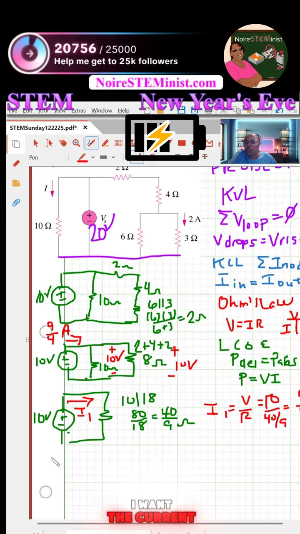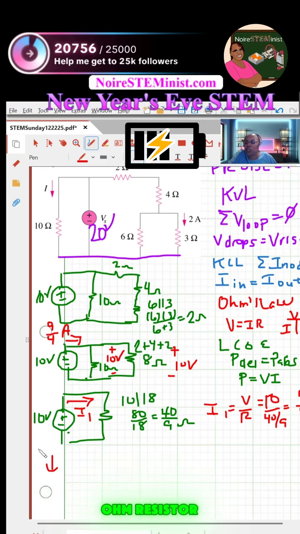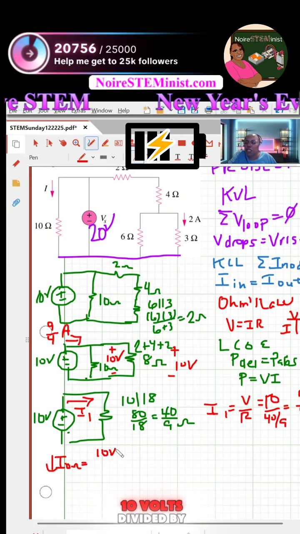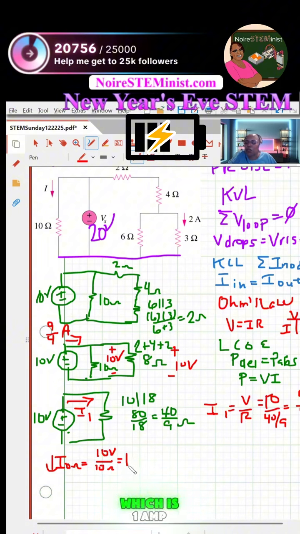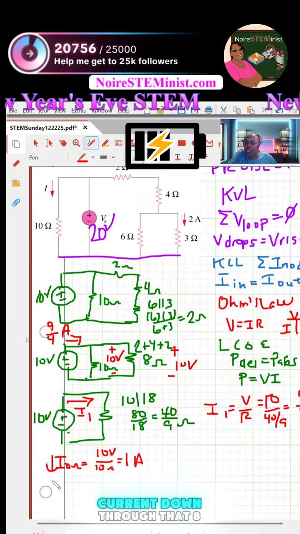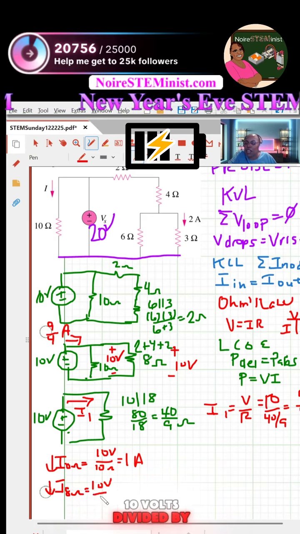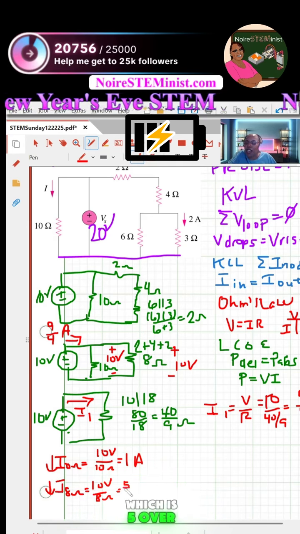So that means if I want the current down through that 10 ohm resistor, it's going to be 10 volts divided by 10 ohms, which is 1 amp. If I want the current down through that 8 ohm resistor, that's going to be 10 volts divided by 8 ohms, which is 5 over 4 amps.